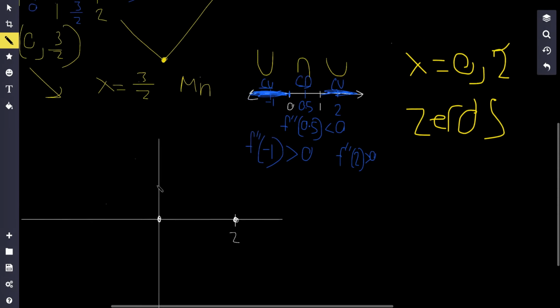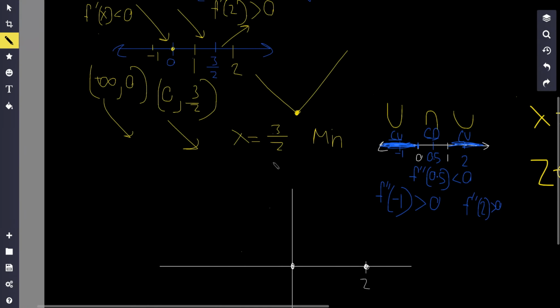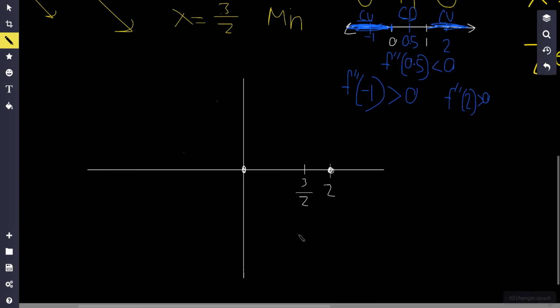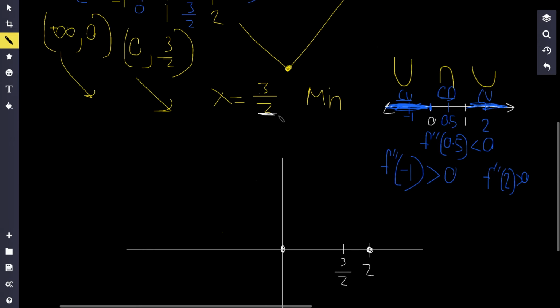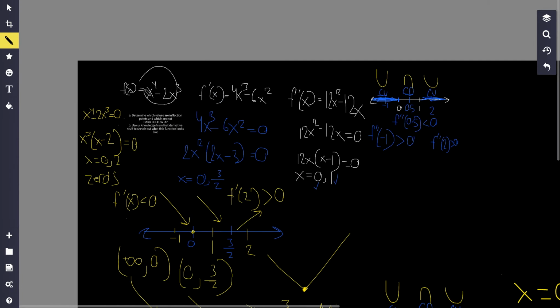Now let's take a look at the first derivative. I know that at x equal to 3 over 2, that's going to be a minimum point. So I'm just going to draw a very low point. That's going to be my minimum value. If you wanted to find the y value for this minimum, you could just substitute 3 over 2 into the original function, and you would get the value.